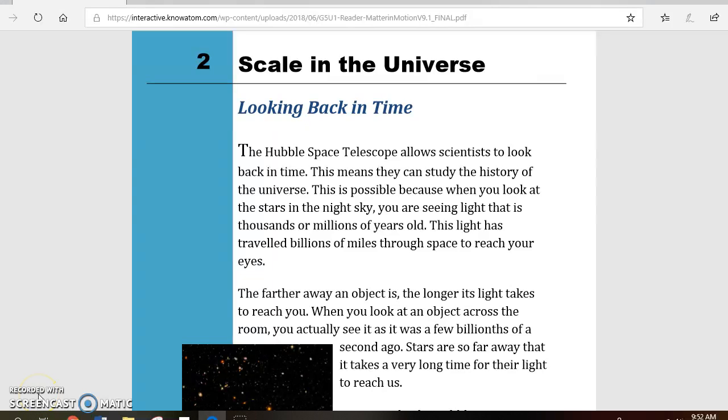Noeta Atom Grade 5, Unit 1, Matter in Motion. Section 2, Scale in Universe, pages 20 through 24.